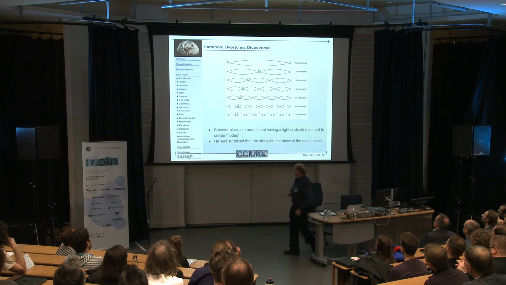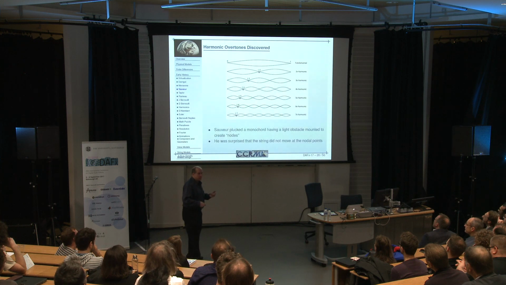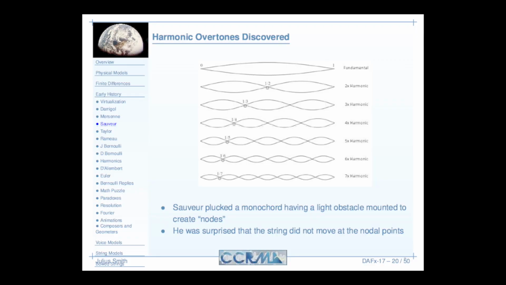So here's what they look like if you can excite them. And he did do that. He was enough of a musician to be able to play harmonics. He was able to put a light obstacle on the string and create nodes, and they were at the integer subdivisions that you would expect. And he was surprised that the string did not move. He would excite the string, and there were these stationary points that did not move, and it surprised him. It was not at all what you see in a plucked string.